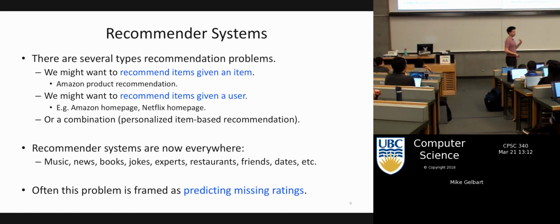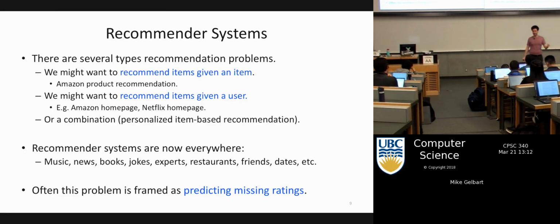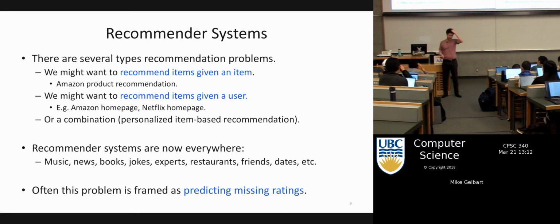Then you may want to recommend items given a particular user. So now given a row, I want to recommend a column, instead of given a column, I want to recommend a column. And that's, for example, what Netflix has to do. So when you go into Netflix, I don't remember the latest numbers, but the vast majority of videos watched on Netflix come from recommendations, not people searching for stuff.